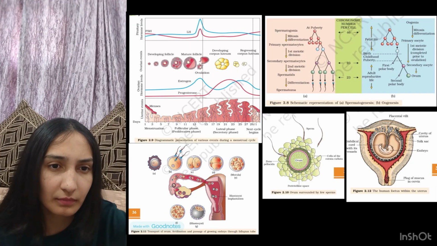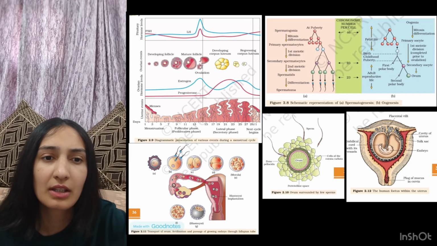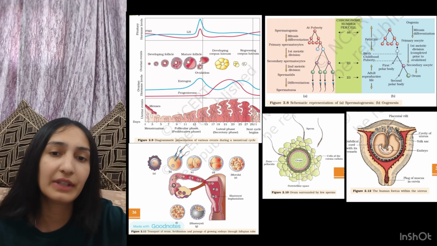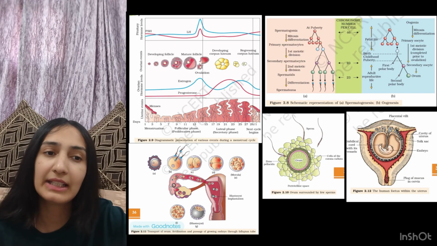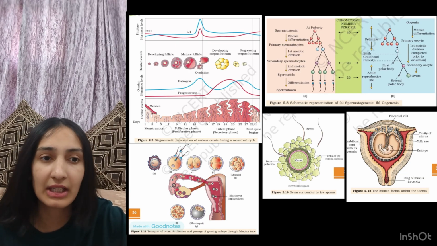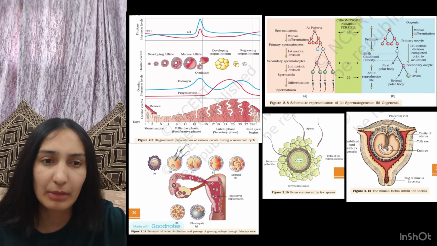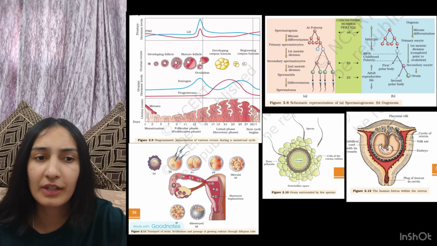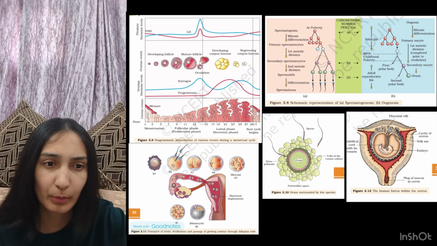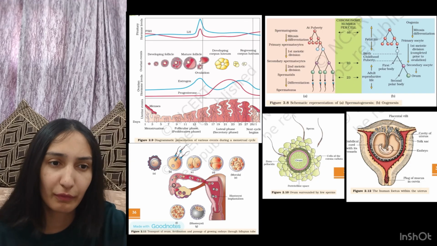Now for oogenesis, for females it starts in the fetal life itself, where it starts from oogonia and it leads to mitosis differentiation leading to the formation of primary oocyte. Then first meiotic division gets completed prior to ovulation, and this is at puberty. Then first polar body is formed, then secondary oocyte is formed, then second polar body is formed, and an ovum is formed.